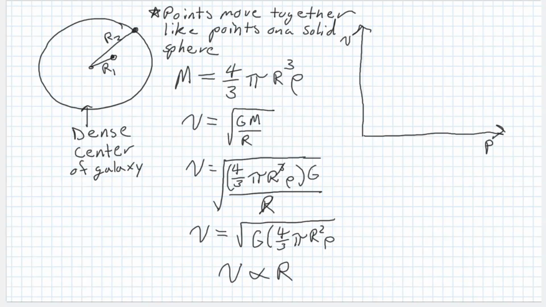So let's look at what a graph of speed versus distance from the center of the galaxy would look like for this part of the galaxy. Because it's directly proportional, we see that as you go away from the center of the galaxy, speed increases. And this makes sense, because this point at r1 would have to move slower than this point at r2 if those two points were to move together as one.